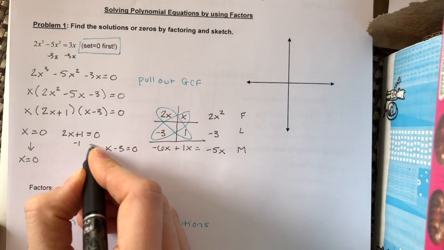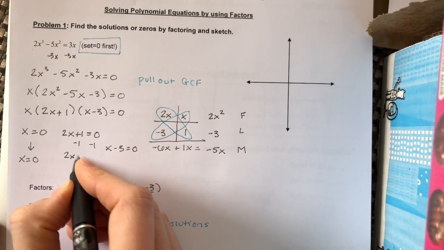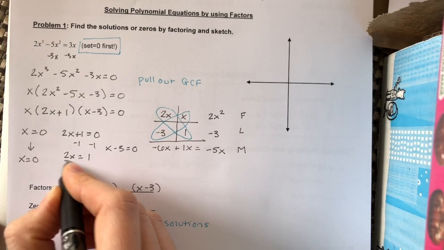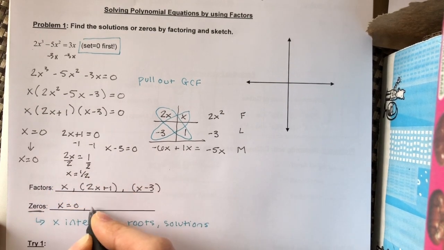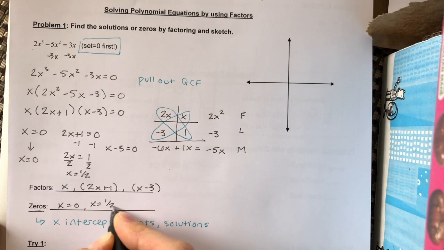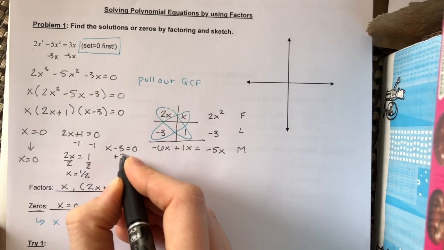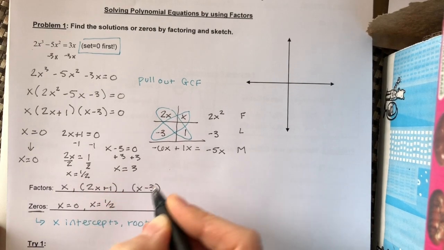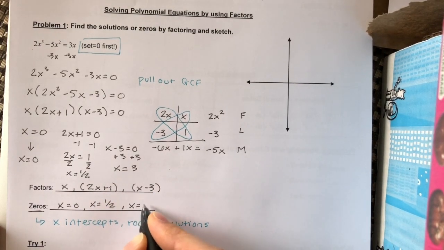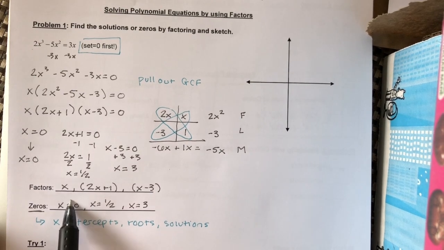Here, we need to first isolate the 2x by subtracting 1, and then divide by 2. So we get x equals 1/2. That is another one, another 0. Here, I'm trying to get x by itself, so I'm adding 3. So I get x equals 3. Okay, those are my 3 zeros.